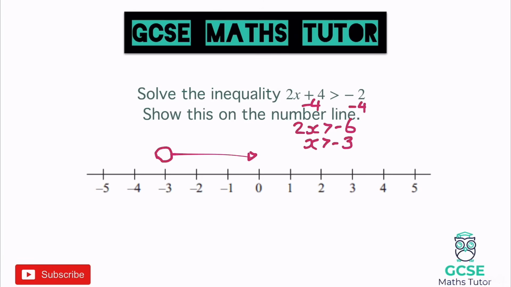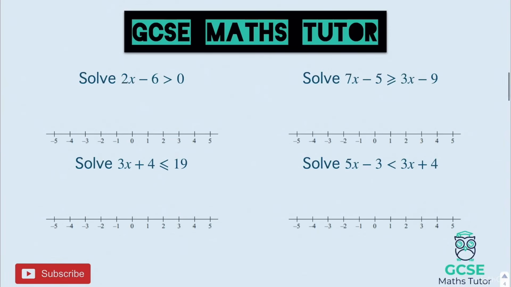So here's some questions for you to have a go at. Okay, so there's 4 questions there, 2 on the left where we've got an x on one side, 2 on the right where we've got x on both sides. There is going to be one of these where there's a decimal solution, so just watch out for that one. But otherwise, have a go at these, solve them, draw them on a number line, pause the video there, and we'll go over the answers in a sec.